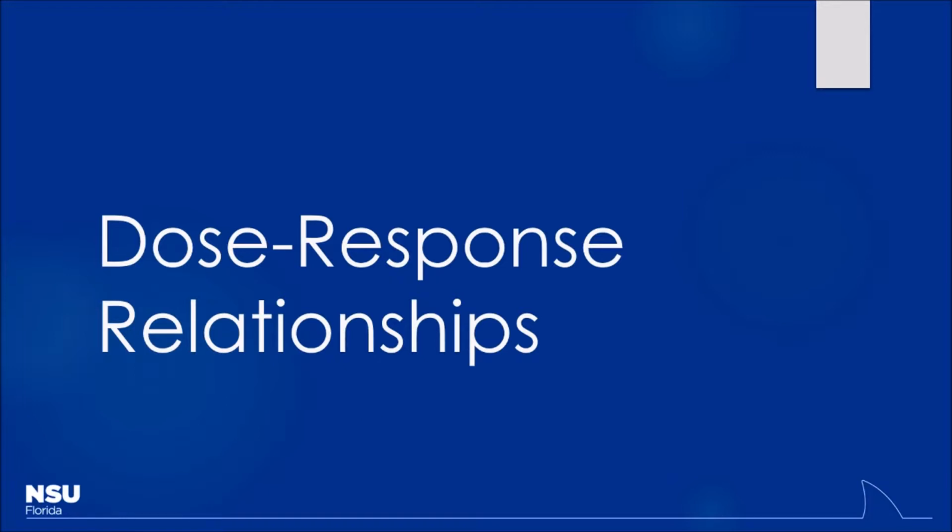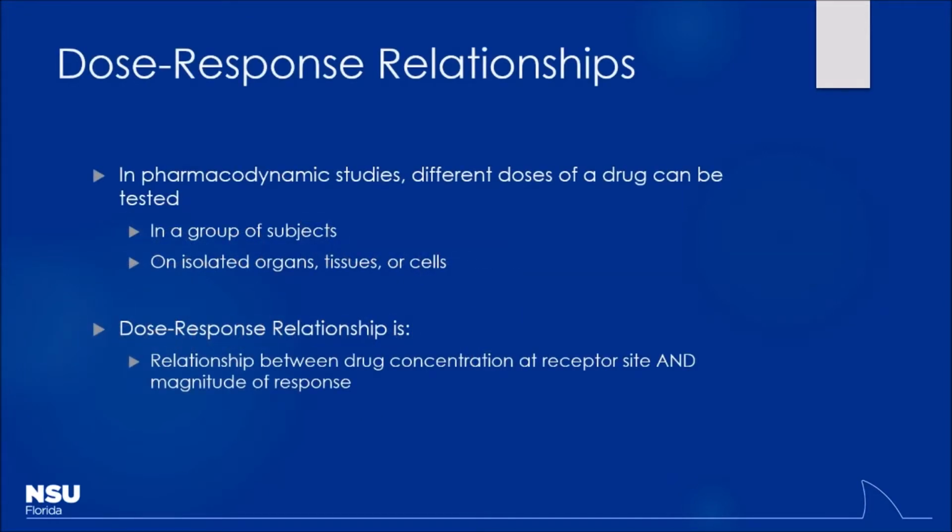Getting into dose-response relationships. What are we talking about here? Basically, this is trying to determine what dose we give to a patient and what kind of response we're expecting to see out of that patient, right? So, for instance, if I give a little bit of a drug, I should expect to see a little bit of effect. If I give a lot of drug, I should expect a lot of effect. Seems pretty common sense.